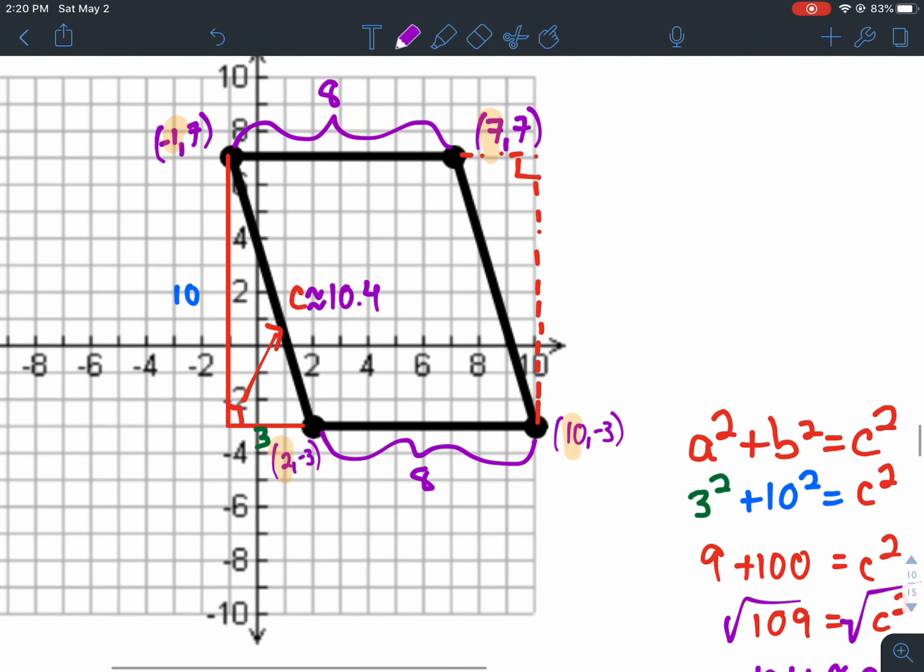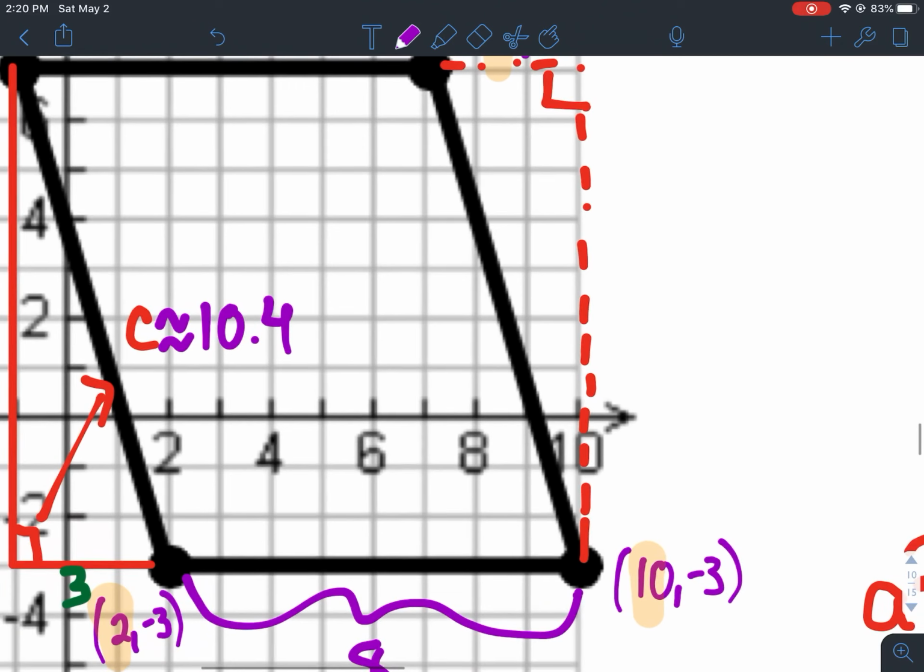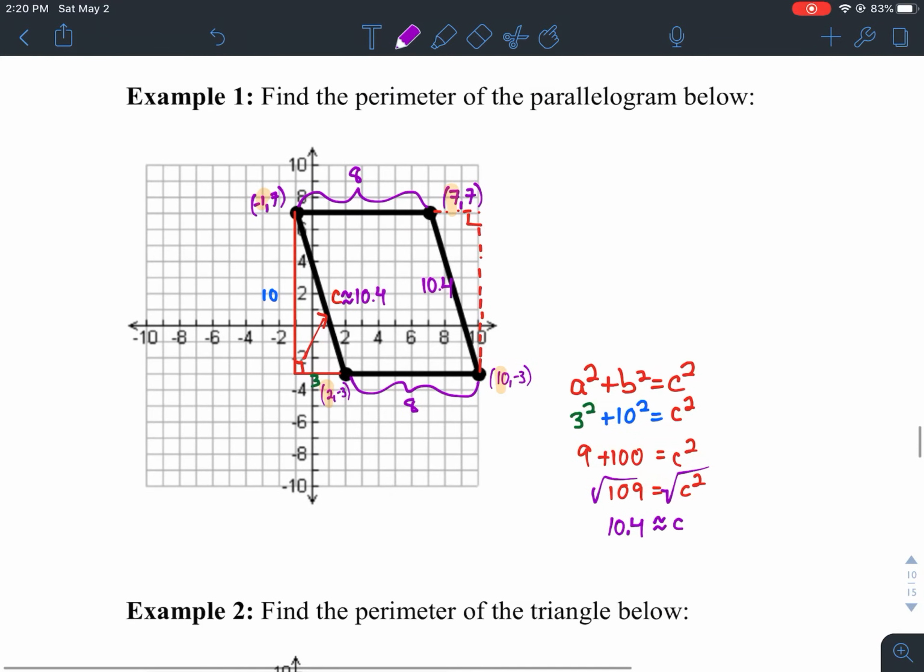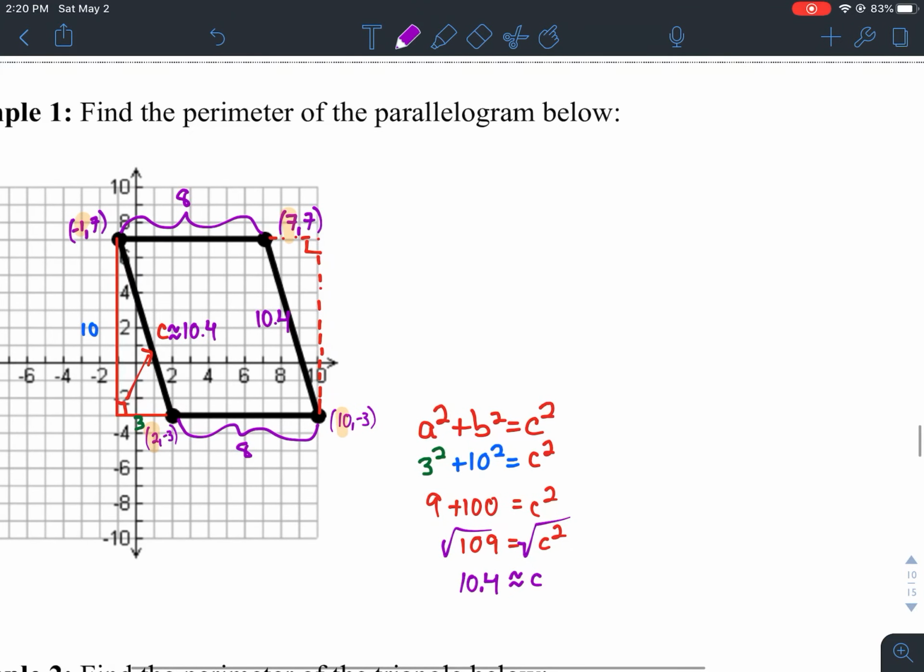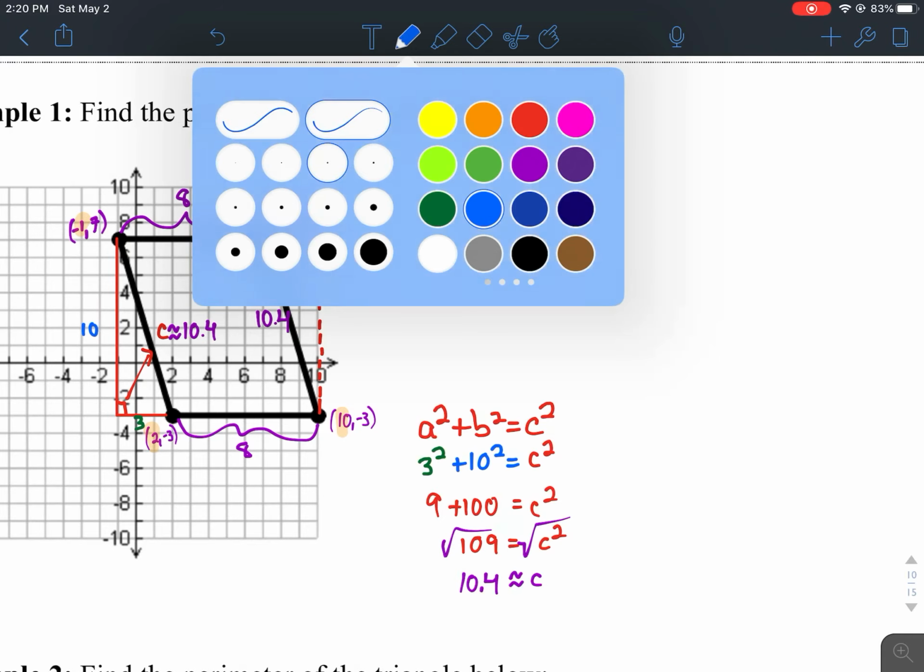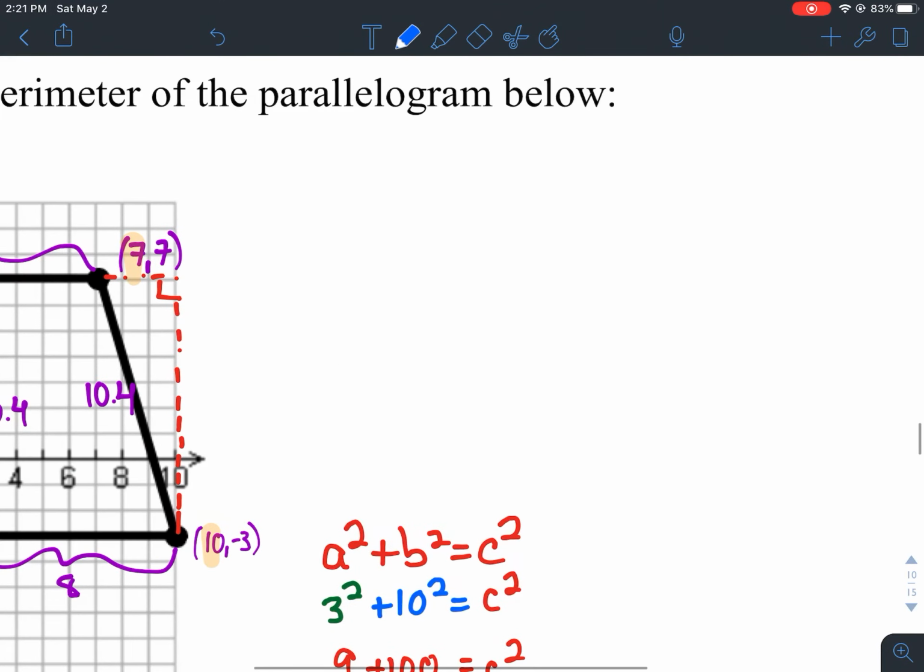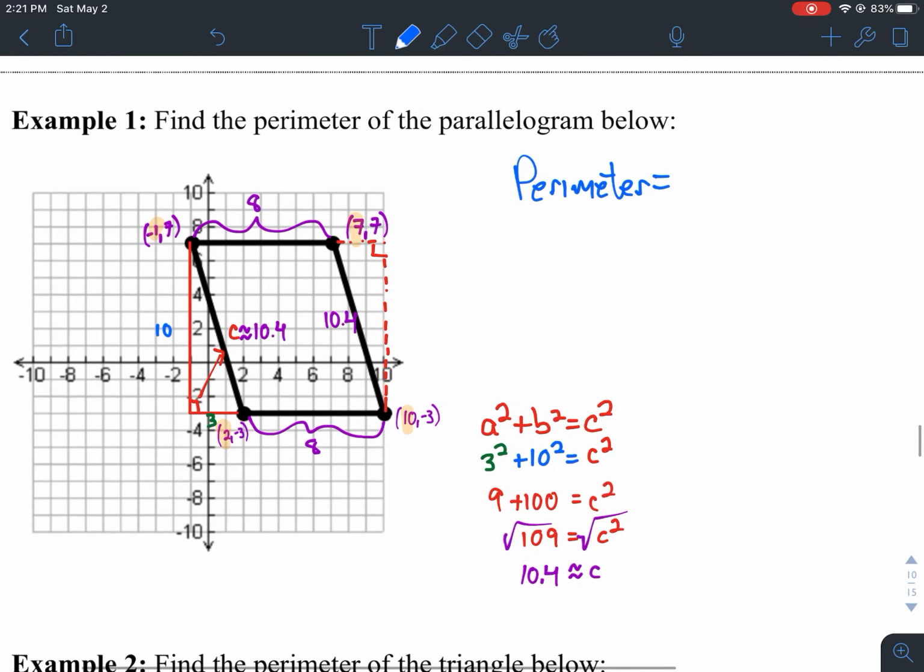So we have both these diagonal distances, slant height. This is also 10.4 about. So if we want to answer the question, find the perimeter. All right, so the perimeter is equal to the sum of all the sides.